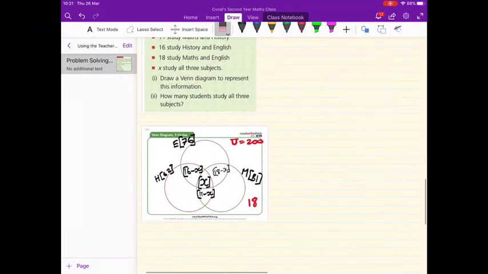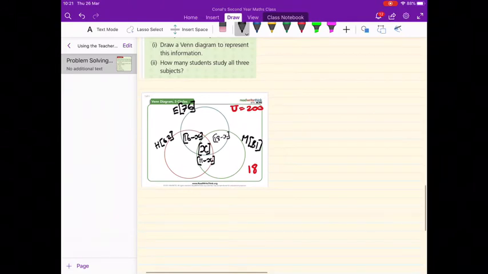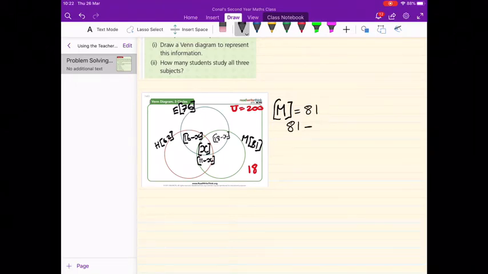Now there's been nothing else given to us in the question that I haven't filled in on the Venn diagram. The next thing we want to figure out is how we can represent the number of students that study only one of the subjects. So let's think. We have 81 altogether that study maths, so maths is equal to 81.